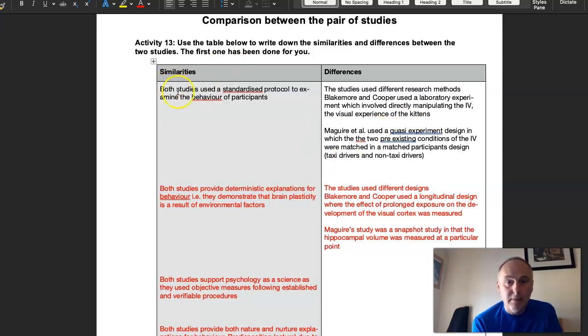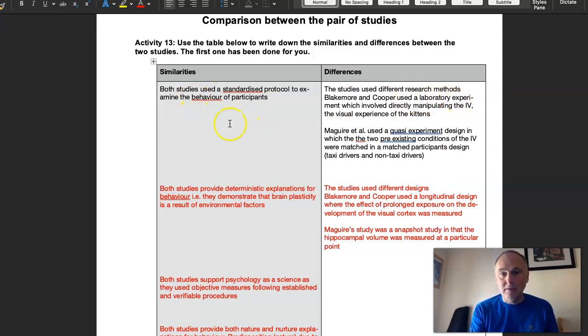So if we look at this similarity to start off with in the black, I put here that both studies used a standardized protocol to examine the behavior of participants. Okay, so again, I could have said something like both are reliable, they both produce reliable results, consistent because they have standardized procedure. But just simply saying that they use standardized procedures is absolutely fine, because that is definitely a similarity between them. Okay. Right, let's have a look at the difference then.